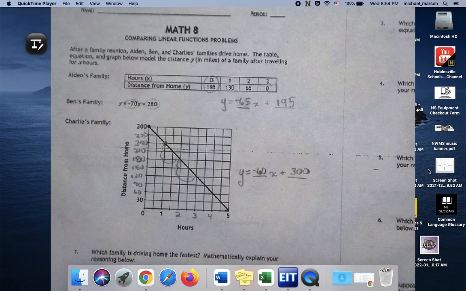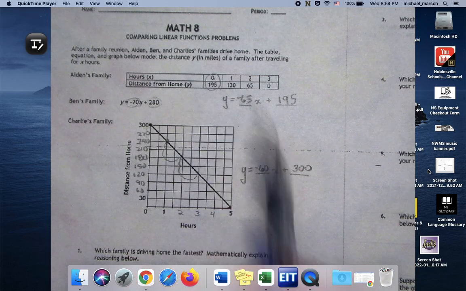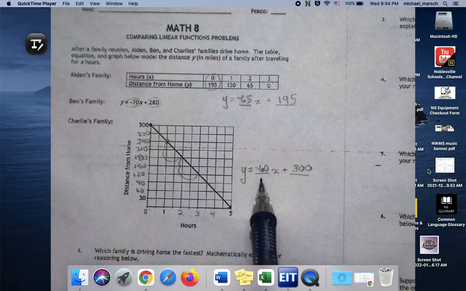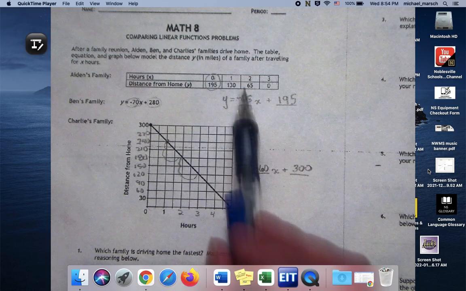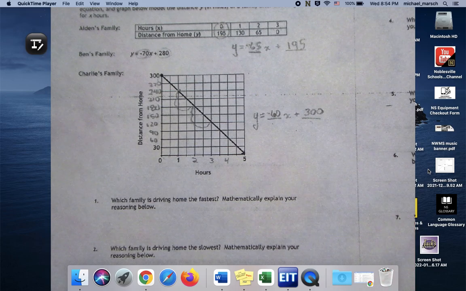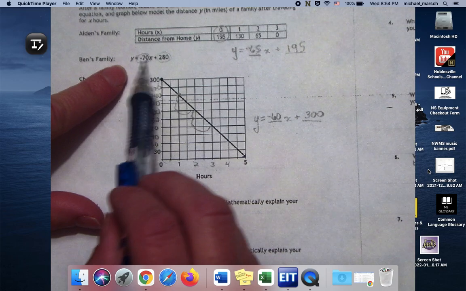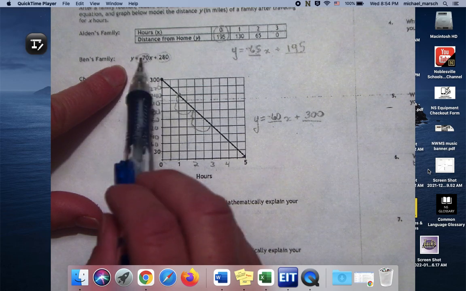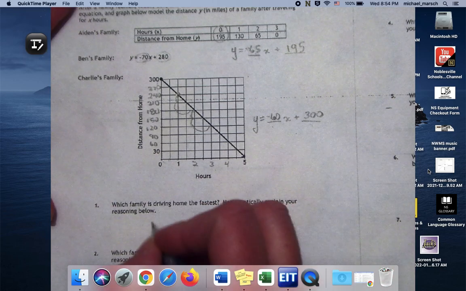Okay, so now we have our equations, so we can answer all these questions. As soon as you have equations to compare, you have your slopes. That's how fast or how far they're going per hour. You have how far away they are from each location. So now we can answer these questions. Which family is driving home the fastest? Well, Ben's family is getting 70 miles closer to home each hour, so it's going to be Ben's family.